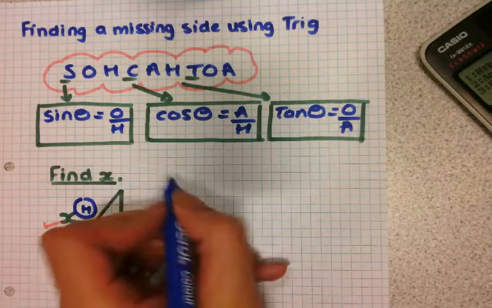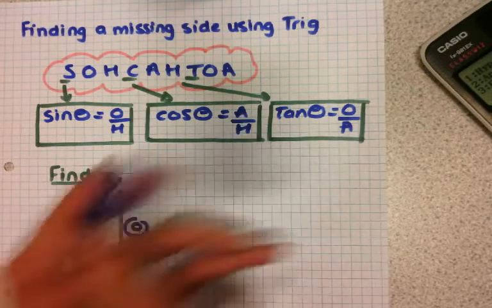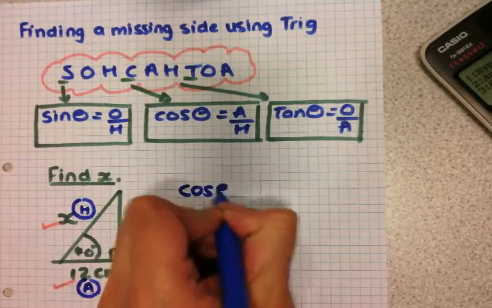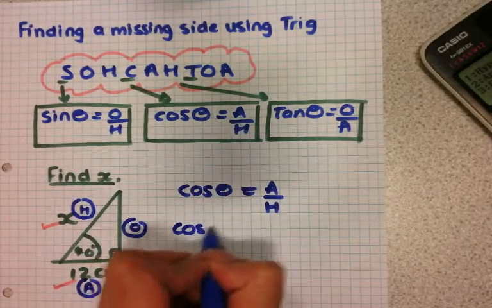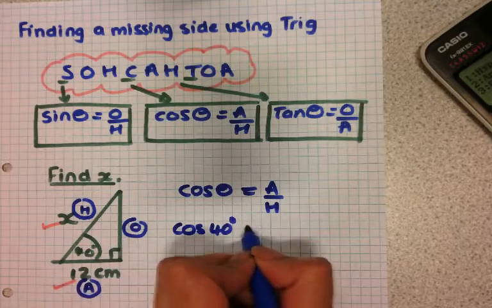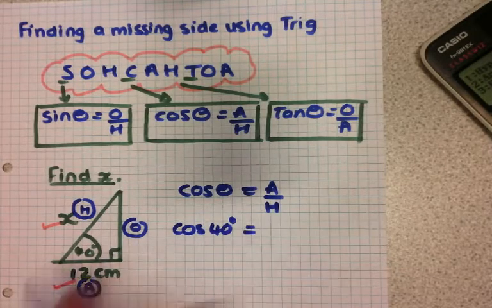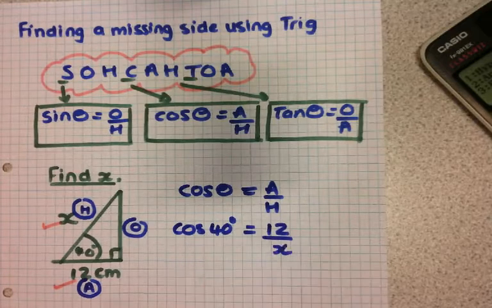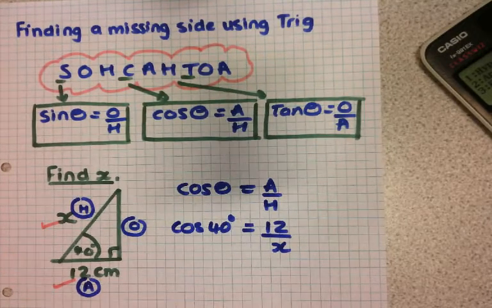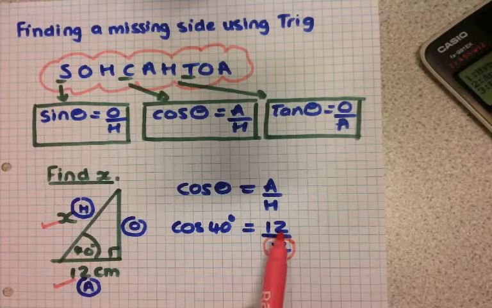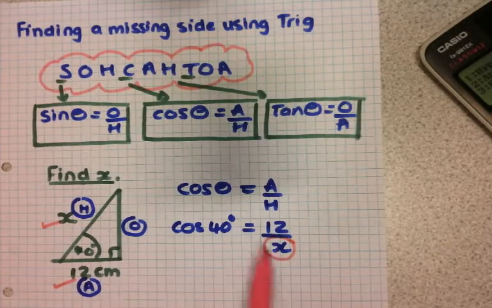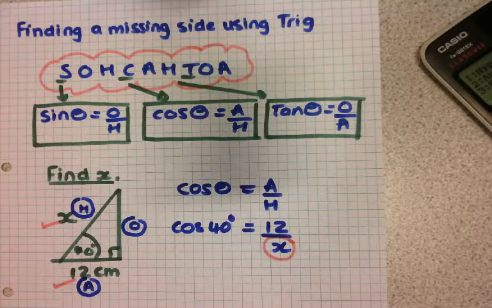So I'm going to write down A and H is cos theta is A over H. So it's cos 40 degrees is equal to 12 over x. Now what you should notice here is that the difference from the last ones we were doing is that the x is at the bottom, and we can't just multiply by 12 because that x is almost blocking it. But what we are allowed to do in algebra is kind of do a swap move.